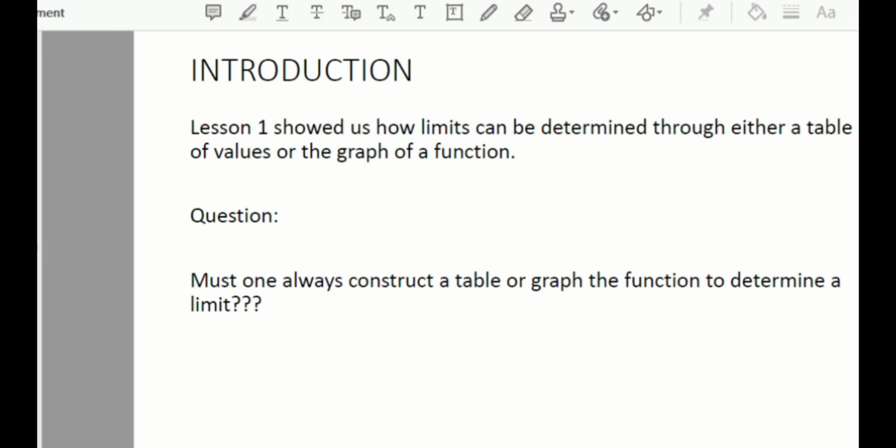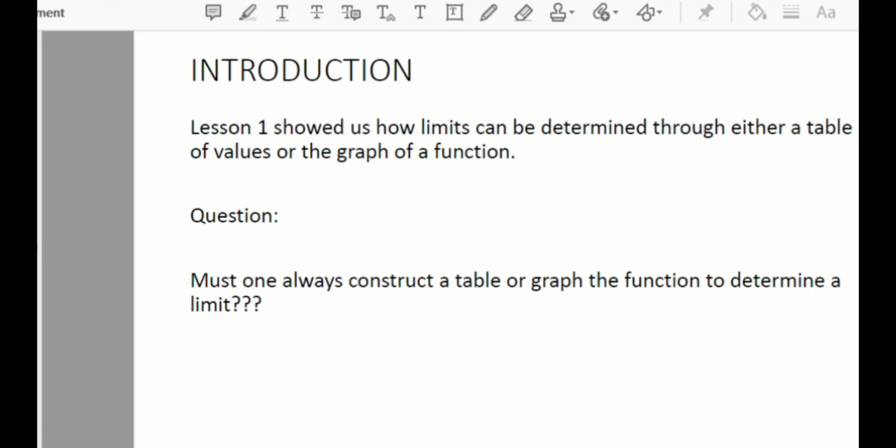Now, must one always construct a table or graph the function to determine a limit? Must we always make a table and provide values of x from the left and from the right of c, and observe whether f of x approaches a specific value, or always graph the function?